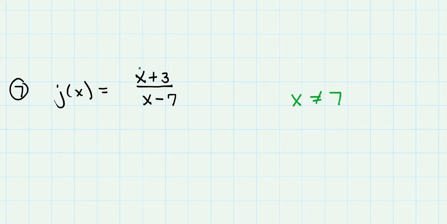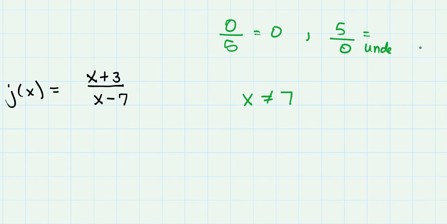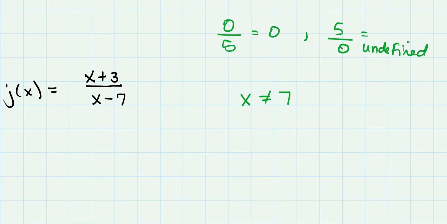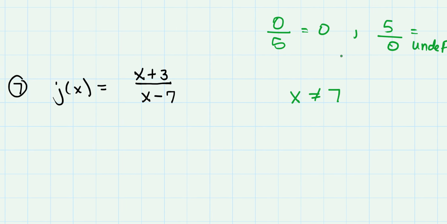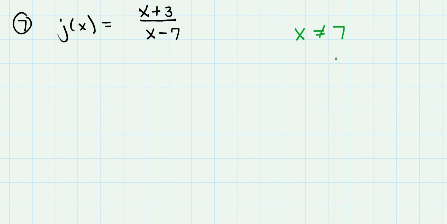Can I plug in negative 3 into here? Well, I'll get 0 on the top, but that's okay. 0 divided by any number is 0. The problem is when you divide a number by 0, you get an error. So this is undefined. Okay, so putting 0 in the numerator is okay. 0 in the denominator is not okay. So this is the only number you have to take out.